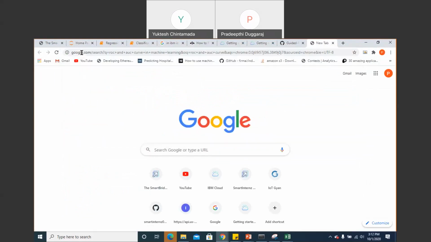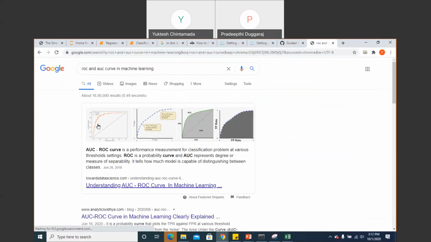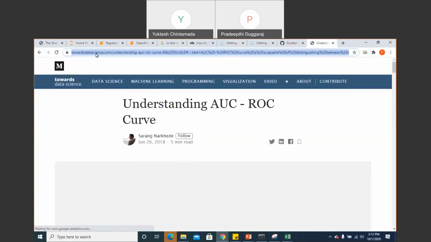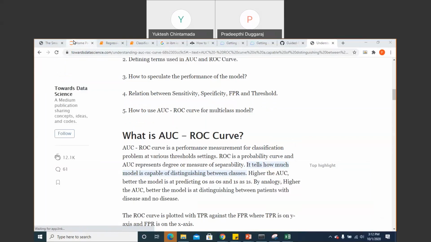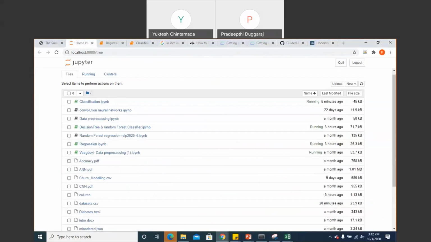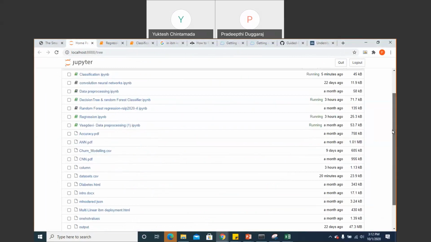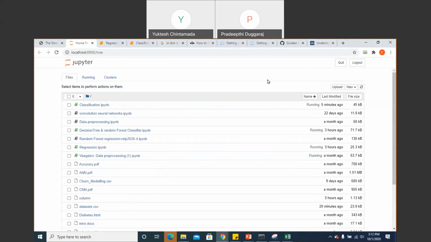There is a good Medium link for the ROC and AUC curve. You can go through this. ROC and AUC curves are also one of the evaluation metrics for classification models, guys. So this is about classification.